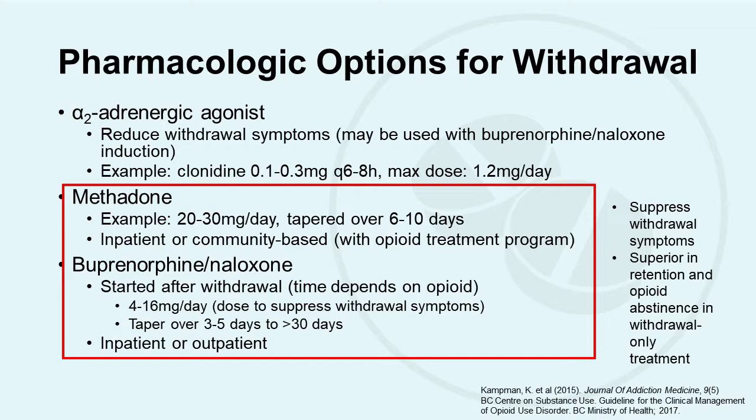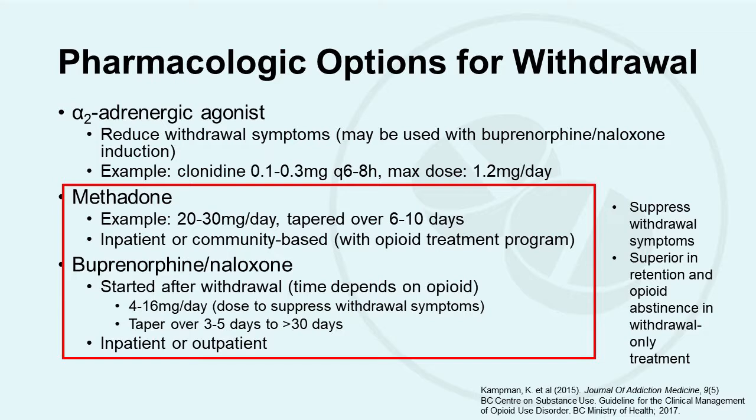Withdrawal symptoms can be managed with pharmacological therapy. We may need to use these agents if withdrawal treatment only is chosen. We may need to use these agents to manage withdrawal during buprenorphine and naloxone induction. One of the most commonly used agents is an alpha-2 adrenergic agonist, clonidine. This can help to reduce the symptoms of withdrawal by opposing noradrenergic activity seen in opioid withdrawal. However, it will not reduce craving or malaise, and it's limited by the side effects of hypotension and sedation.